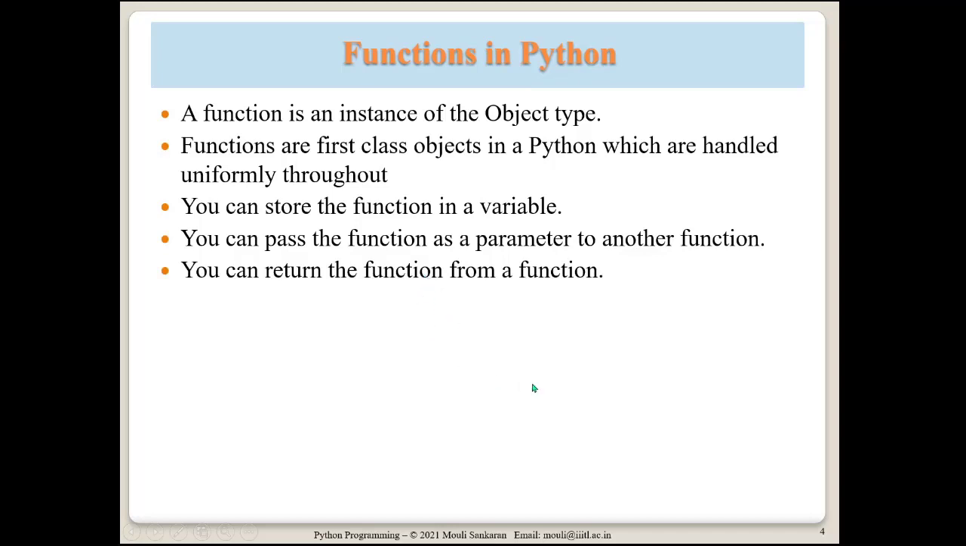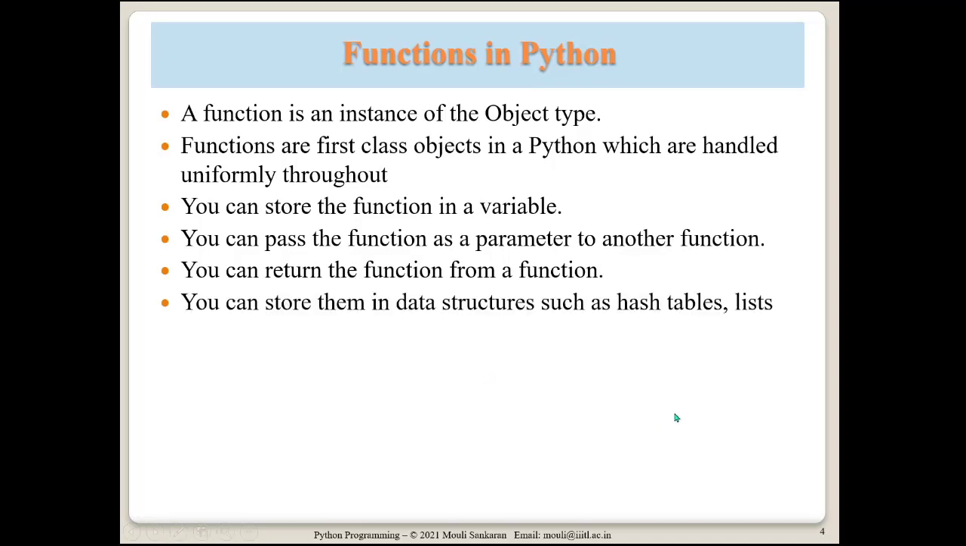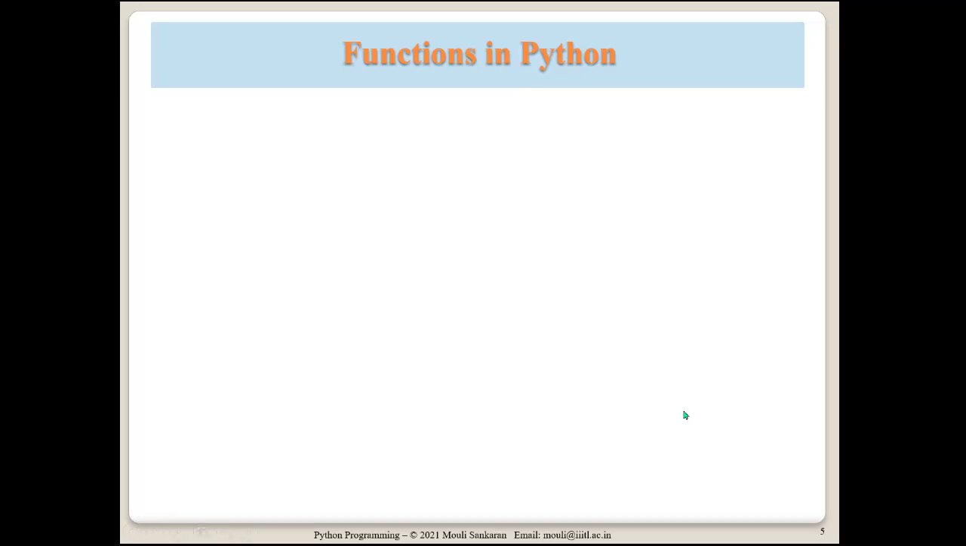Please remember, in C, if you are referring to that, we will always say a function pointer of a particular type, accepting some parameters and then returning something. Here we just say a function object. Okay, it can be passed across, and you can store them in a data structure such as a hash table or list or a dictionary, and you can invoke it anywhere, wherever you want.